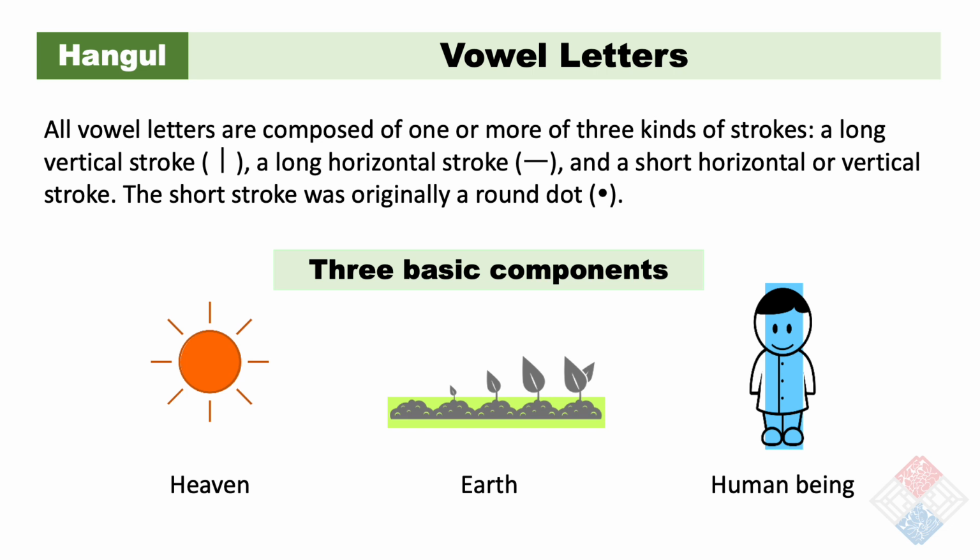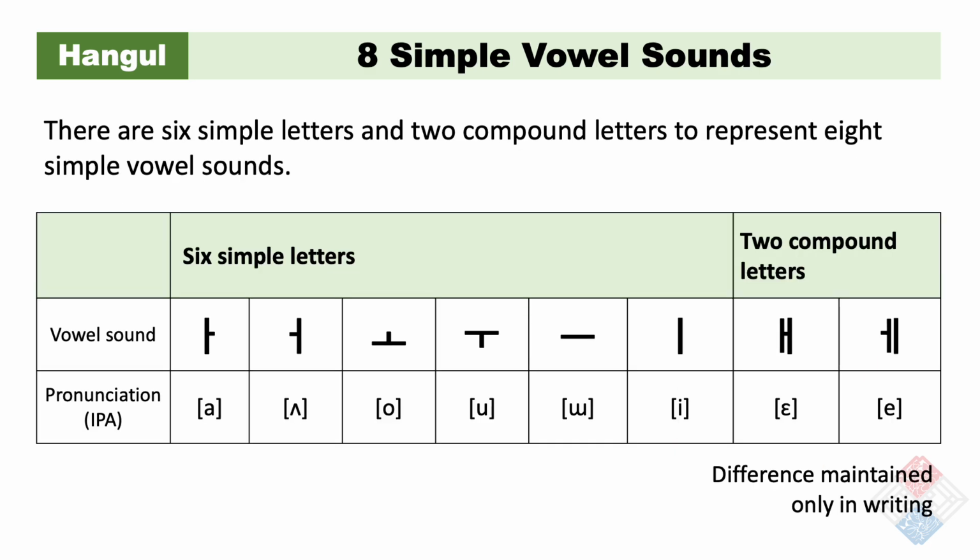The 3 basic strokes were modeled after the cosmological philosophy of heaven, earth, and human being. The qualities of Korean vowels are not the same as those of English vowels. A sounds like the A sound in father and yarn, a little bit shorter than them.